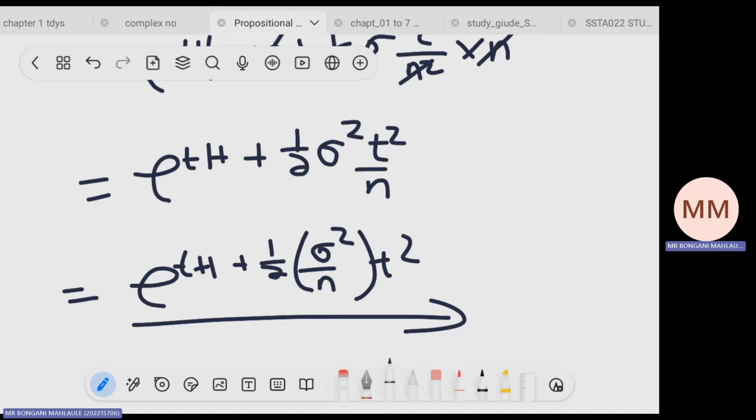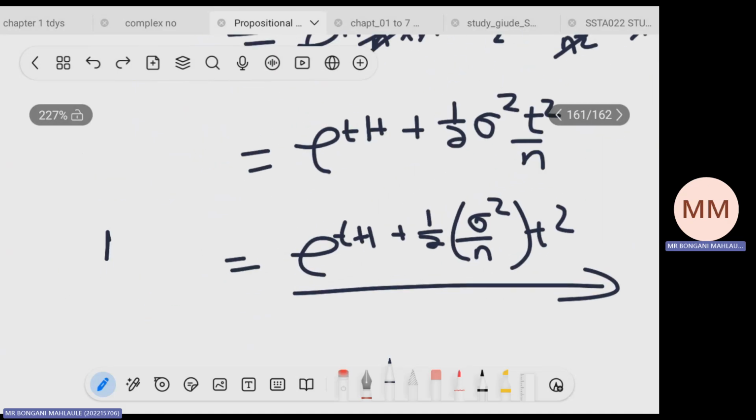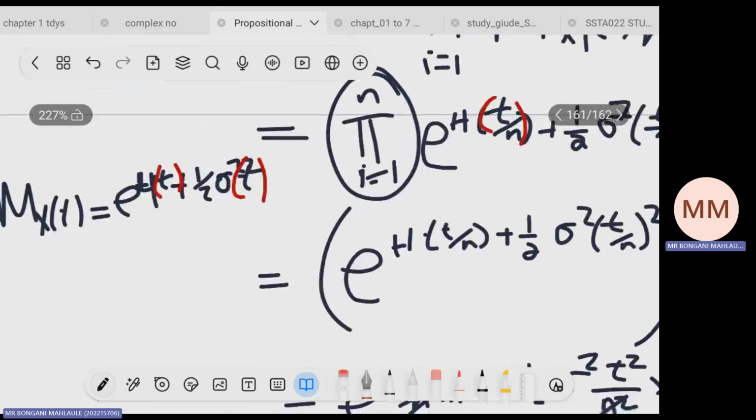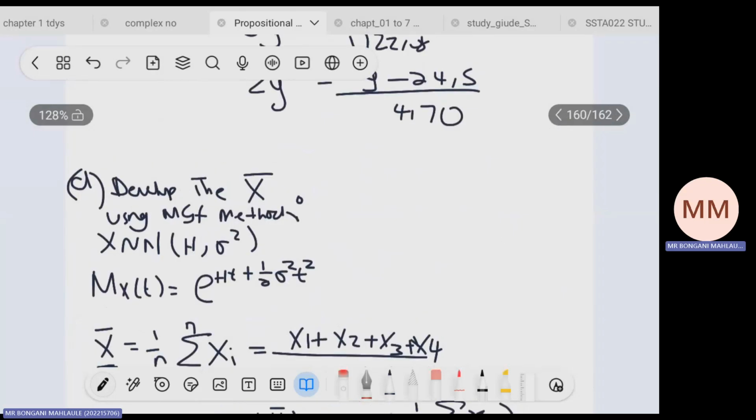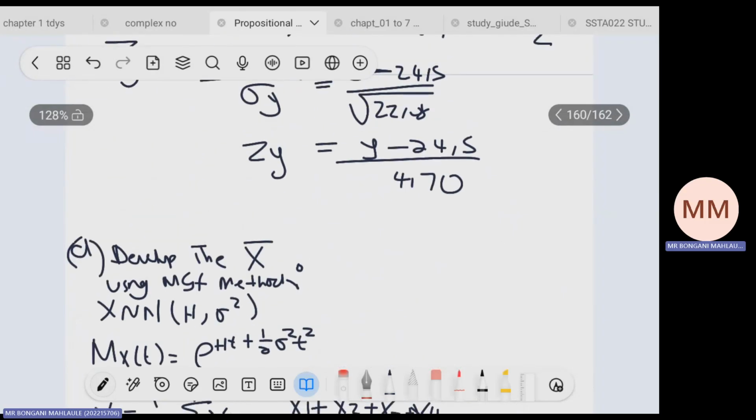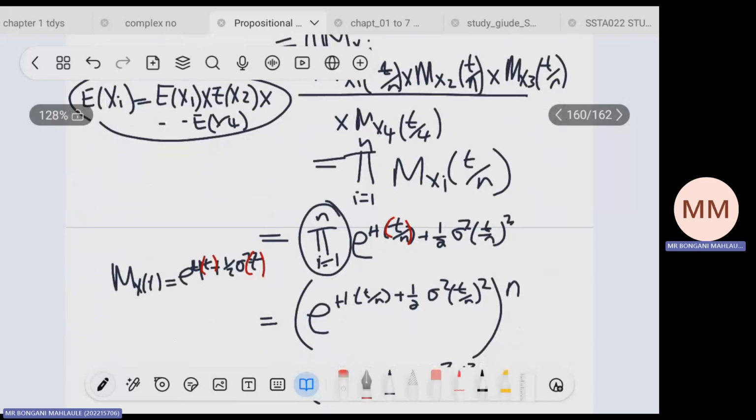So you'll have this as our final answer. This is our MGF. Remember, we're calculating the MGF using the MGF method. So that's how you should do it.